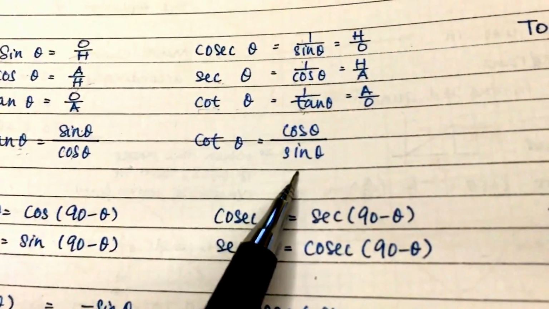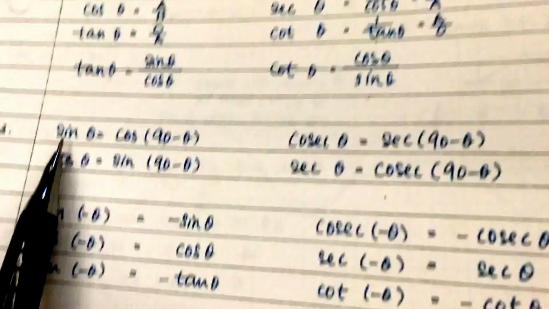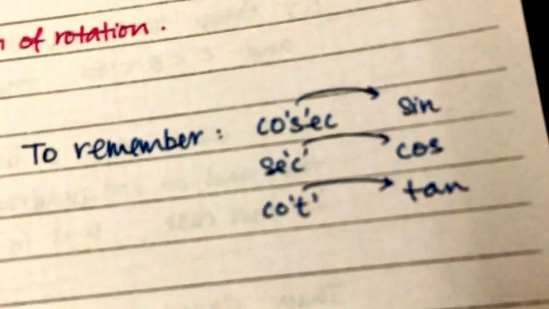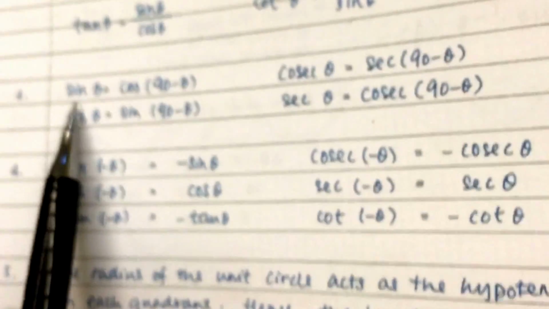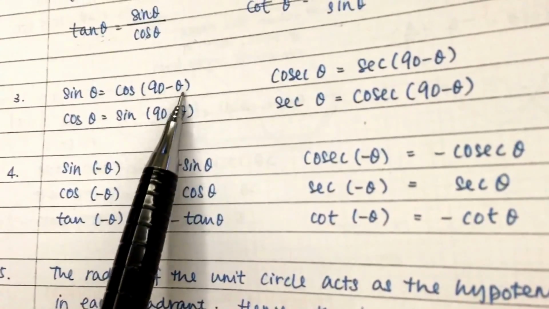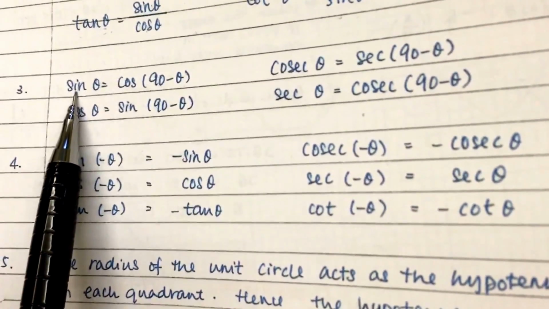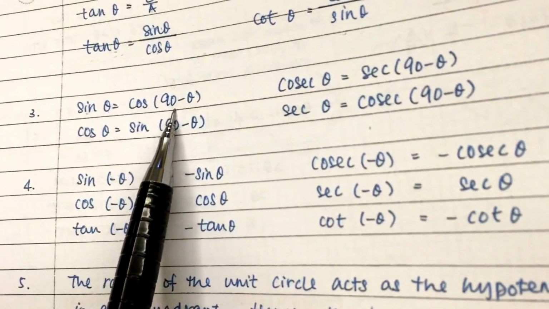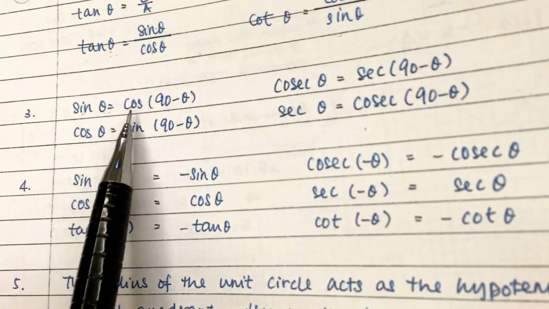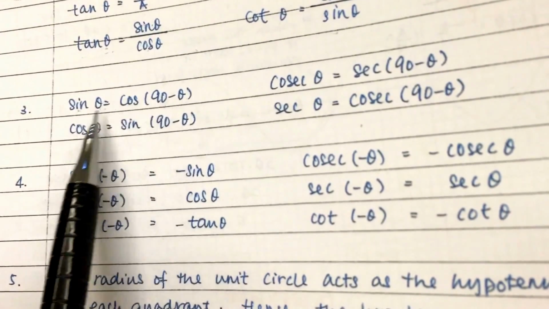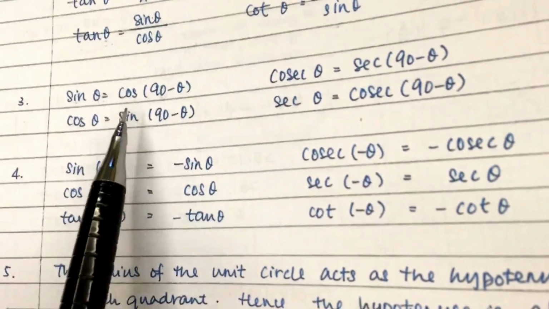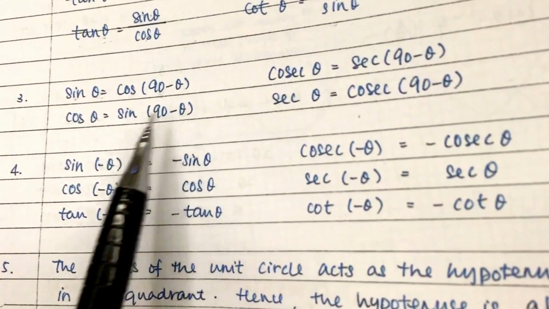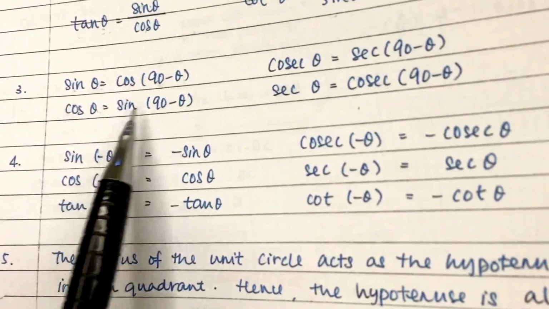Okay, can you remember that? Maybe. Next. Sine theta is equal to cos of 90 minus theta. What does that mean? It means that, for example, sine 30 is the same as cos 60, because sine 30 is cos of 90 minus 30, so it's 60, right? And the same the other way around. Cos 45 is the same as sine 45. For example, cos 20 is the same as sine 70.